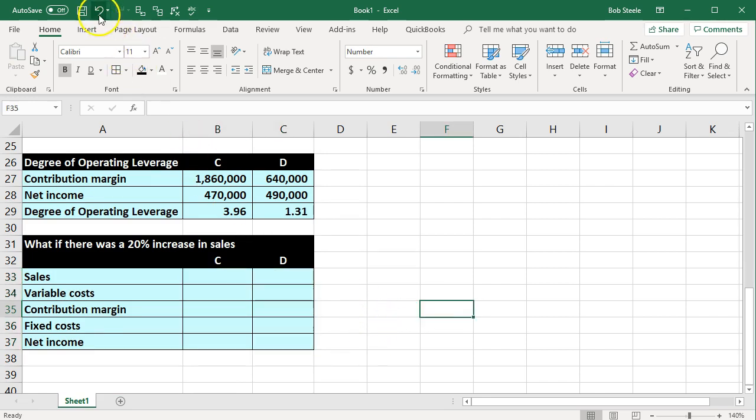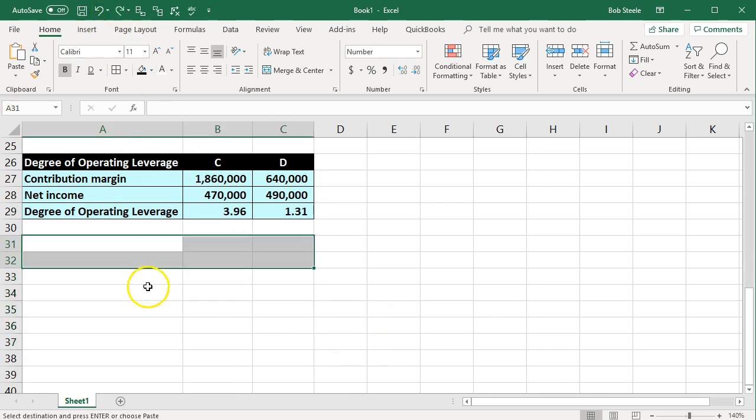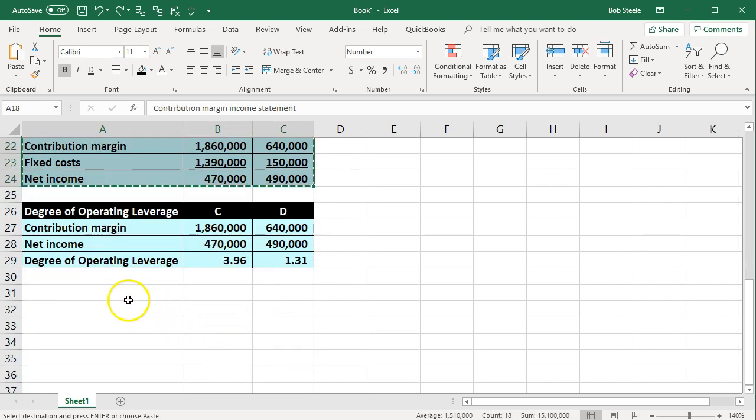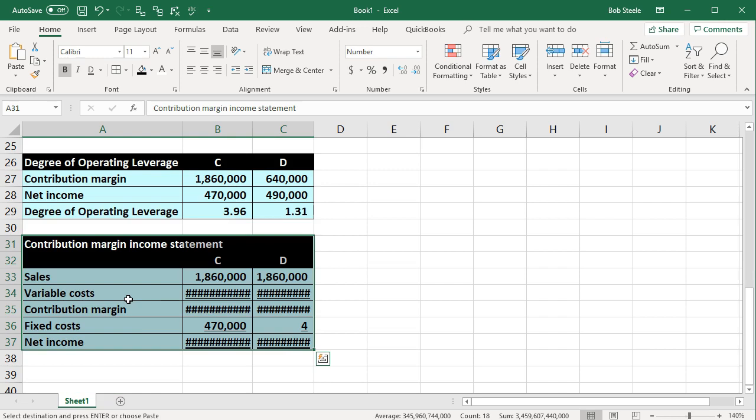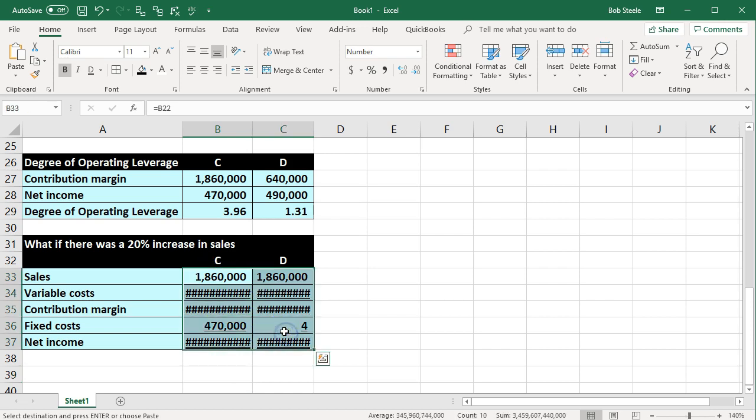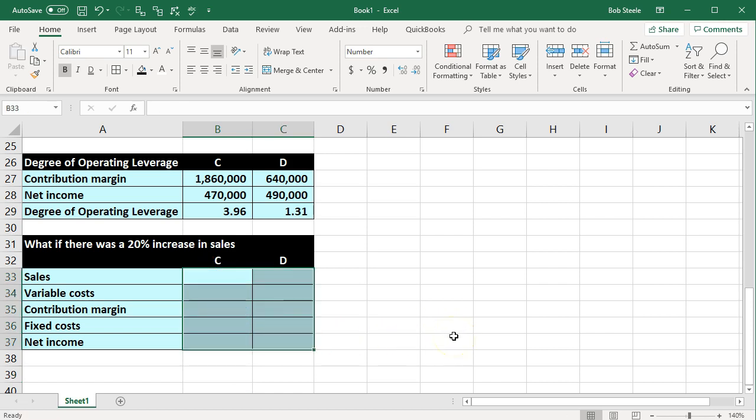So in other words, if we did that one more time, we could copy the entire table, put that down here. And this is something you're often going to want to do when you're working with Excel: we want to limit the information that we have to put in there. I'm going to call this, what if there's a 20% increase in sales for the title? And then I'm just going to remove the numbers. And now we have all the formatting we needed.